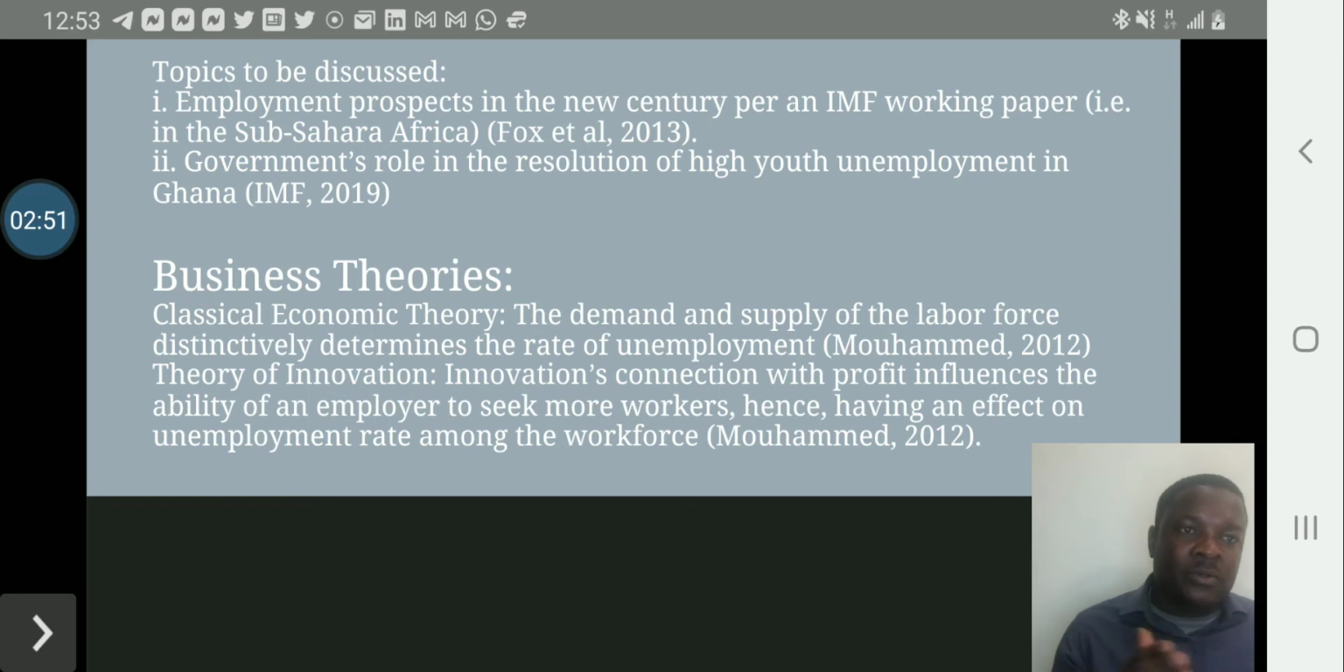The 18 to 36 age group of the population is much larger than the rest of the population. So if you have this age group of people not well employed, then there's a problem. The second theory is the innovation theory, which has to do with the idea that if there's a lot of innovation, with more businesses expanding due to innovation, or more businesses being created, then it's going to absorb a lot of unemployed youth.